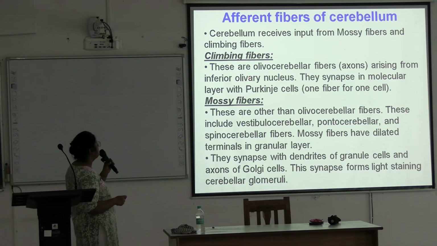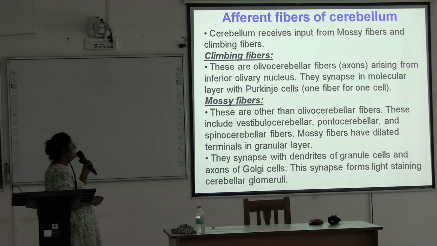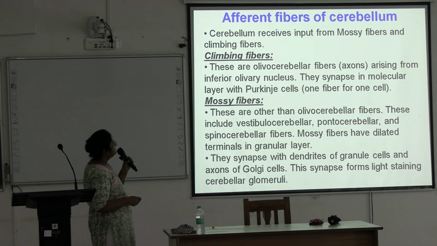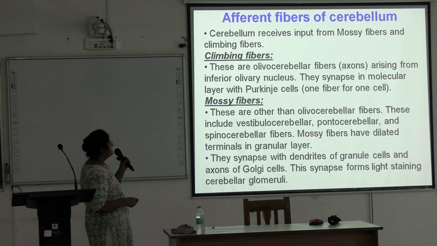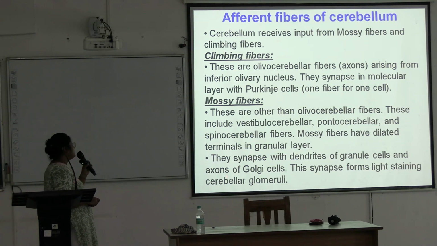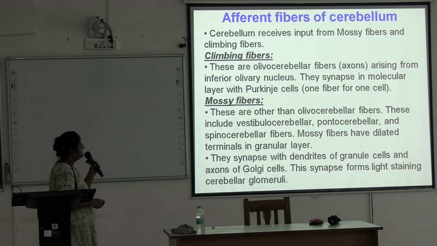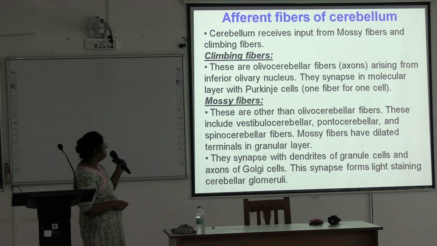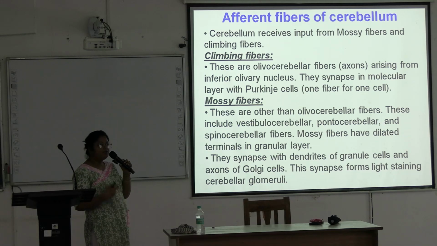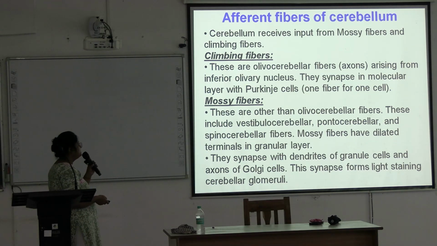Next is mossy fibers. These are fibers other than olivocerebellar fibers. These include the vestibulocerebellar, pontocerebellar and spinocerebellar fibers. These mossy fibers have dilated terminals in the granular layer. They synapse with dendrites of the granule cells and axons of the Golgi cells. And this synapse forms light staining cerebellar glomeruli. Okay, you have seen mossy fiber terminals.